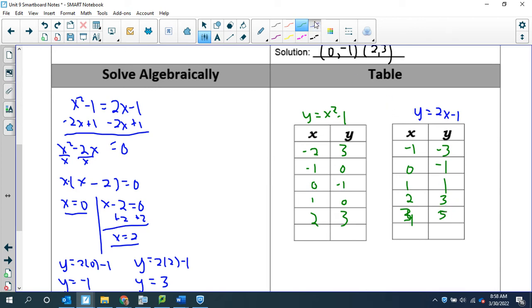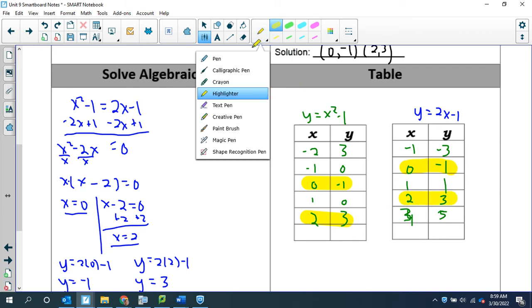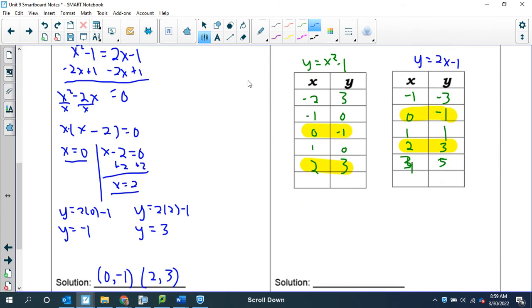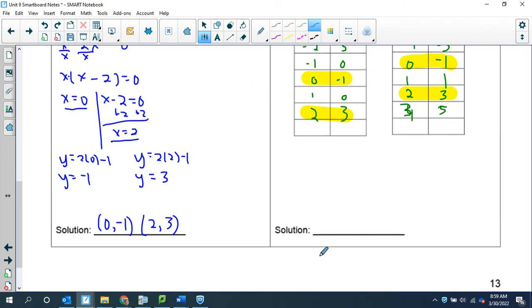Again, we're looking for where the points are the same. So each of them have (0, -1), and each of them have (2, 3). So therefore, those are our two solutions, which again match all of our other ways as well.